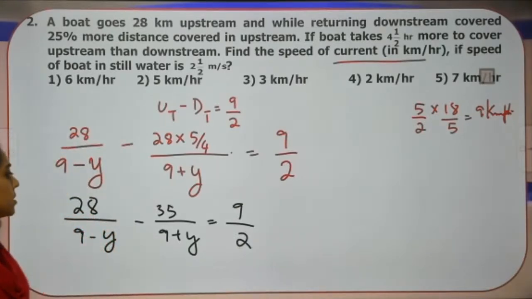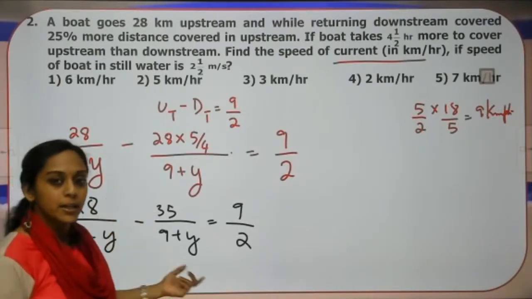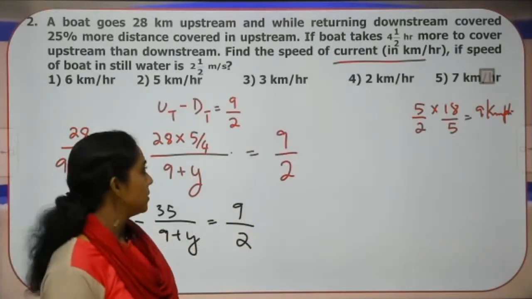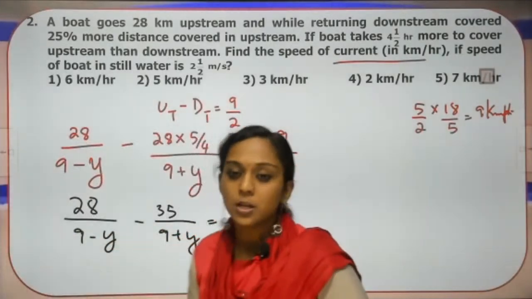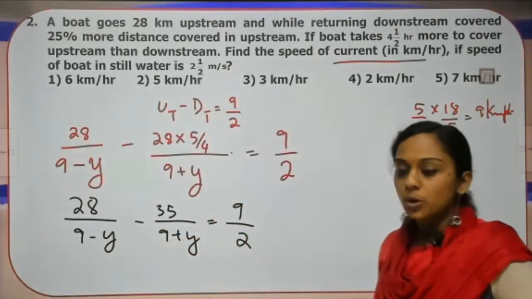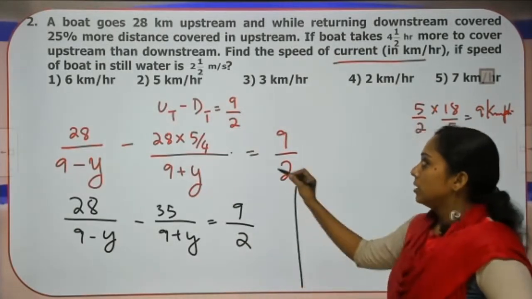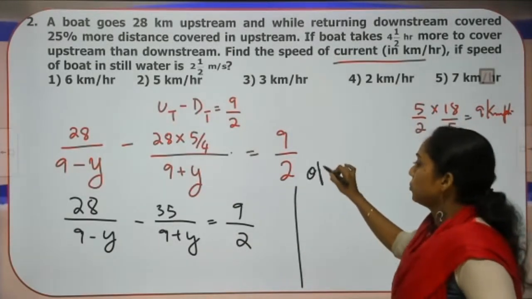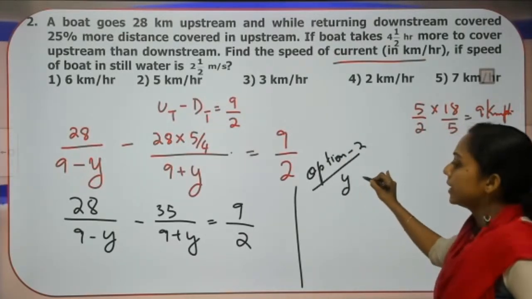Go through the options and substitute the values here. Take the first option, substitute the value in the LHS and check whether you are getting the value in the RHS as your answer. If you are not getting it, go for the next option. While going through the options, your answer is actually option 2. Option 2 means what is the value of y? y is equal to 5.